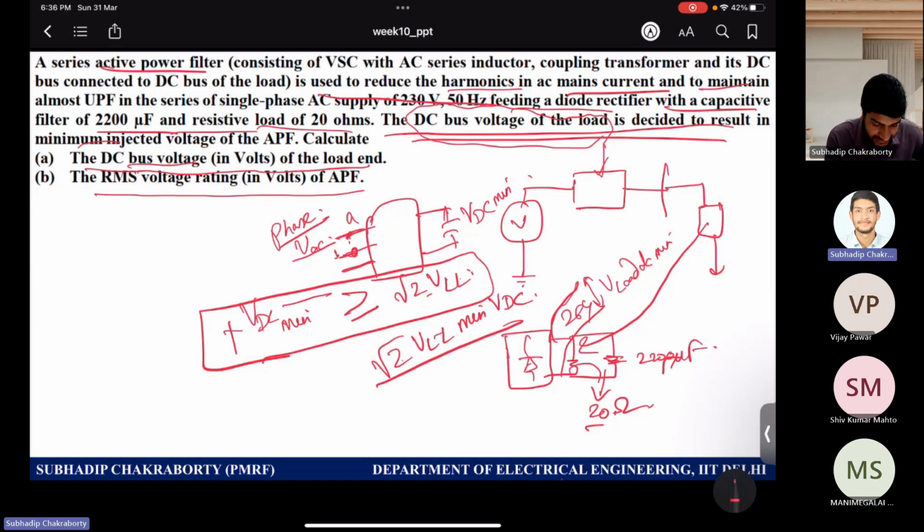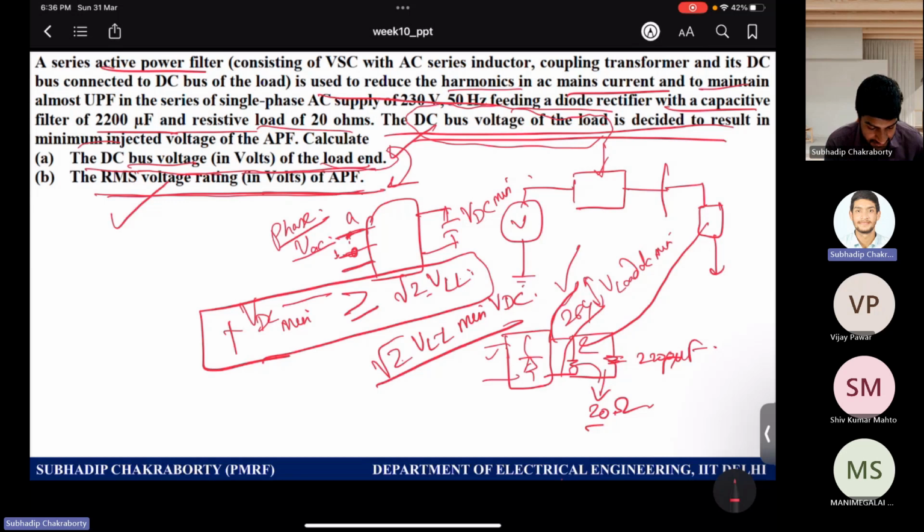So if you know the DC bus voltage or the load end minimum, you know it at this point. If you know the APF rating also, similarly, after this it is asked the RMS voltage rating of the APF. So you will be able to calculate this just like the previous problem.